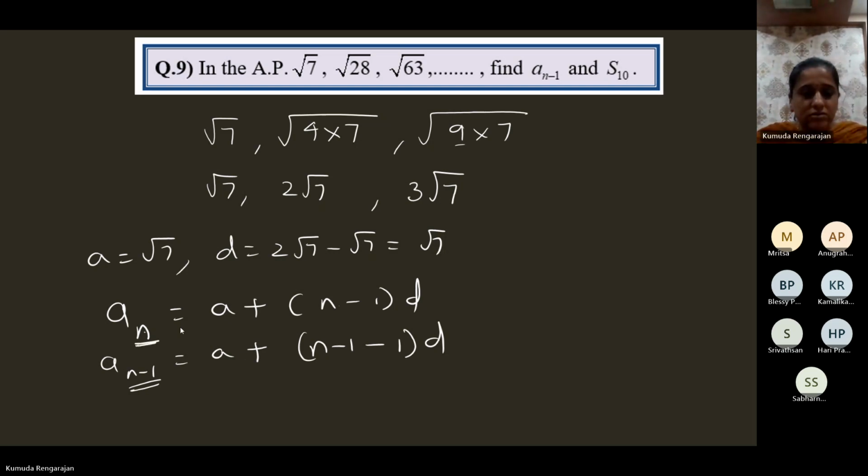You should write n and then minus 1 into D. Here, what is n? The position n minus 1. So write n minus 1 into D. So substitute A is root 7, D is also root 7, and find A n minus 1. And S10 will be n by 2 of 2A plus n minus 1 into D.